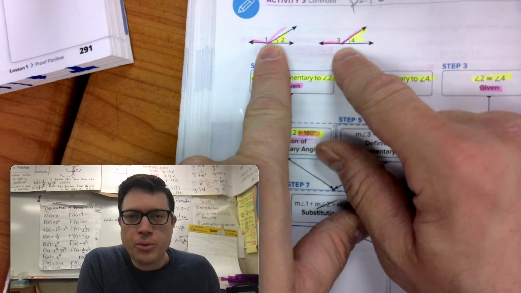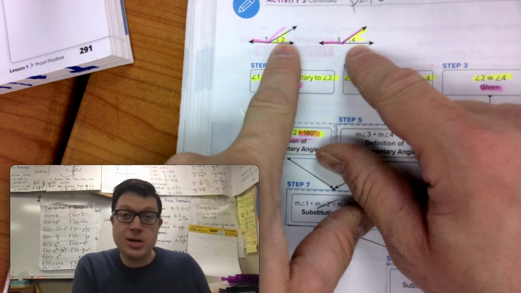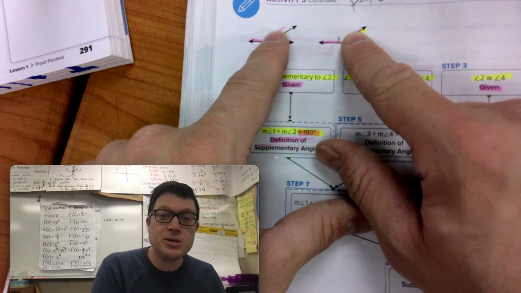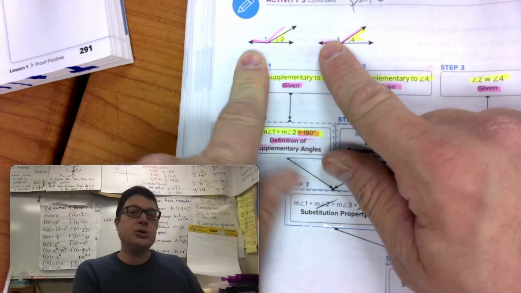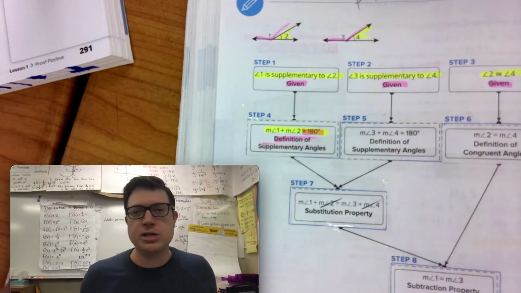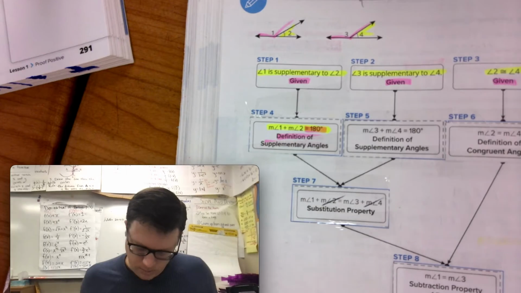Angle 1 and angle 3 are the same angle because angle 2 and angle 4 are the same angle, and angle 2 and angle 4 form linear pairs and are supplementary to angle 1 and angle 3. And then you swap them in and substitute some things out, and those subtraction cancellations give us that angle 1 and angle 3 are the same.